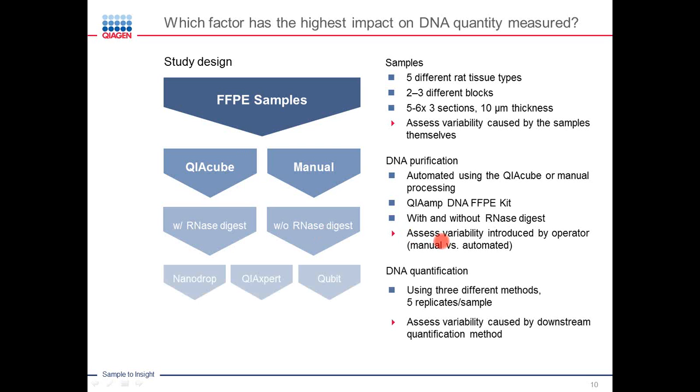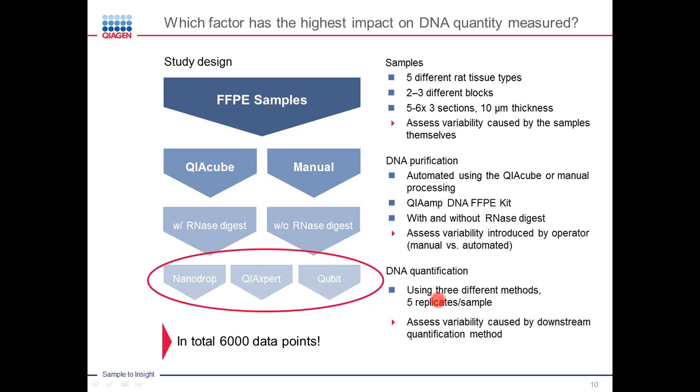And in the end, from the final eluates, we used those 3 methods given here, NanoDrop, QIAxpert, and the Qubit system, and measured 5 replicates of each sample with each of the 3 methods shown here. So to assess the variability caused by the downstream quantification method. So in total, we're talking about 6,000 data points that were generated here.